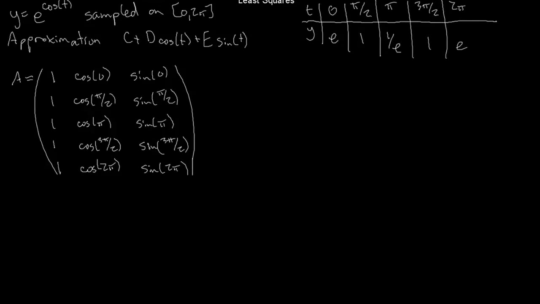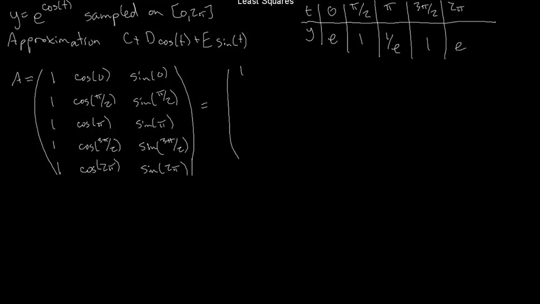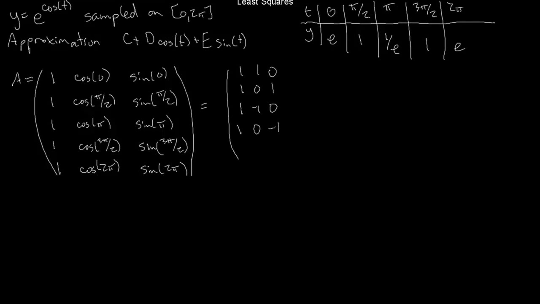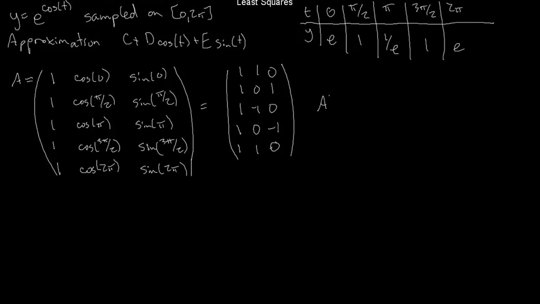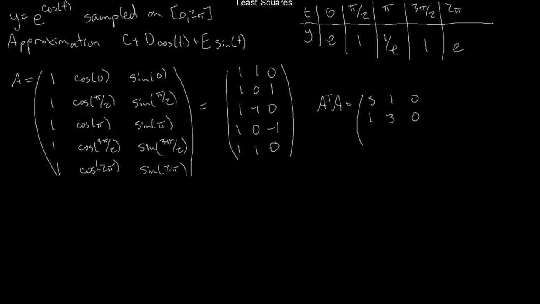Okay, let's keep going. Suppose I have e to the cosine t, and I want to sample it on 0 to 2 pi at the reasonable normal points, and I want to approximate it like c plus d cosine t plus e sine t. Your matrix A comes in the same way. You just plug in those values for t into 1, cosine, and sine, and you get the following matrix A. Now, if you multiply out A transpose A, you get the following matrix: 5, 1, 0; 1, 3, 0; 0, 0, 2.